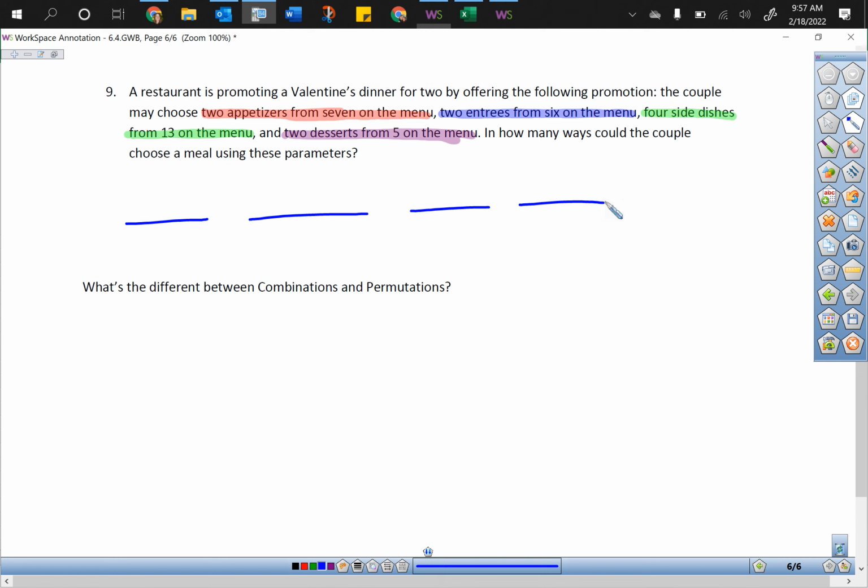Let's just focus on my appetizers. How many appetizers are there in general? 7. And how many do we get to choose? Does order matter with those 2 that we choose? No. So would that be a combination or a permutation? A combination. So for the appetizers, we're going to have literally 7 choose 2. Okay, what about entrees? How many options do we have? 6, and how many can we choose? 2. So would that be combination or permutation again? So this would be 6 choose 2, combination.